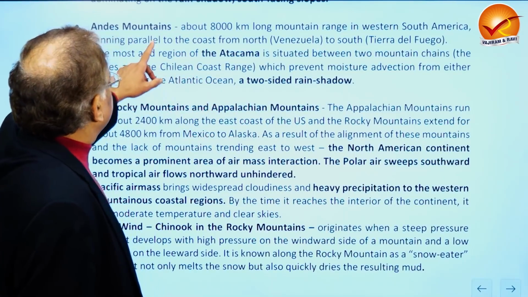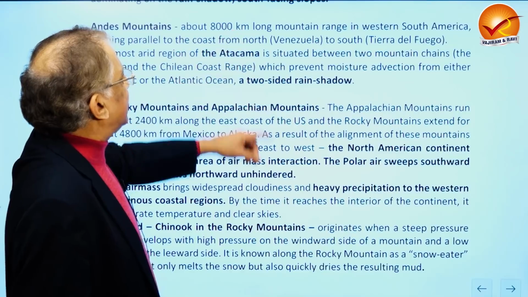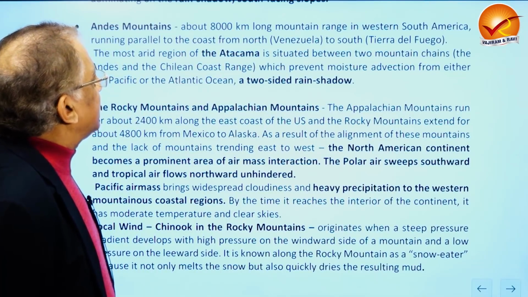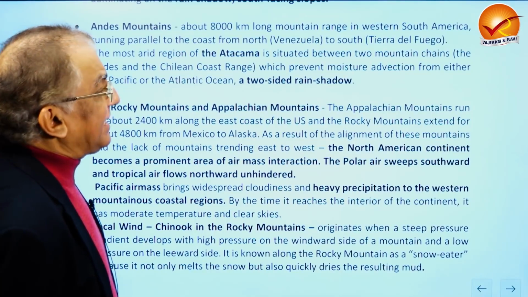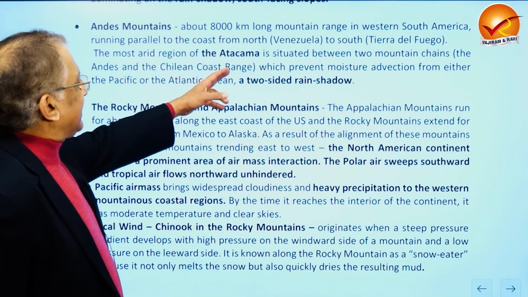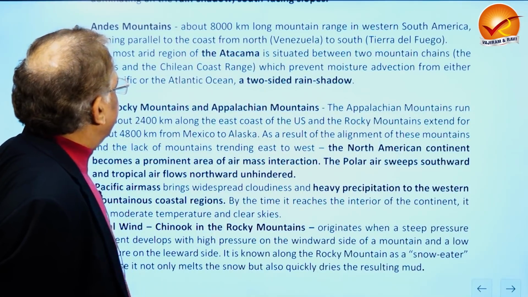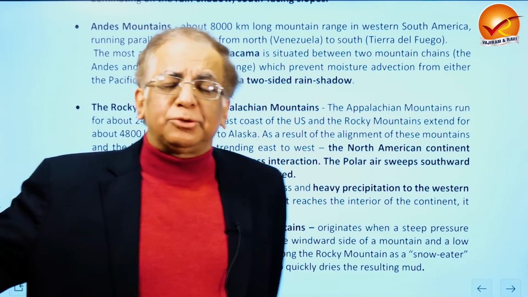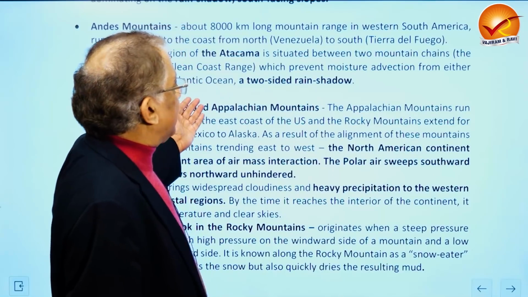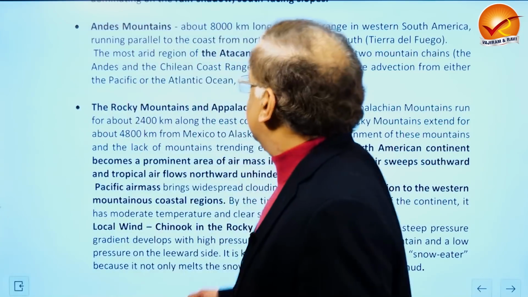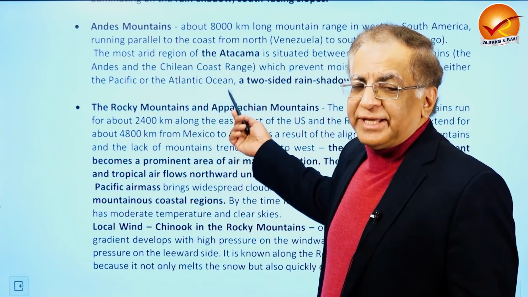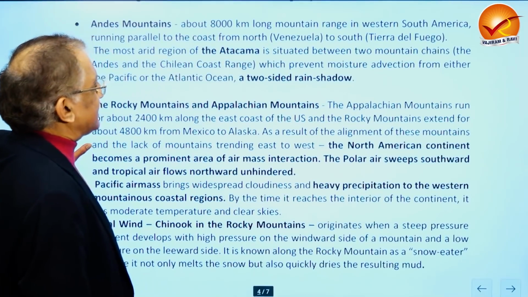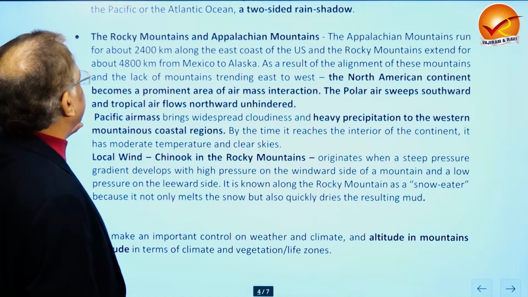So I write that the Andes are running for about 8,000 kilometers in western South America, parallel to the coast from north to south, from Venezuela to Tierra del Fuego. The most arid region of Atacama is situated between two mountain chains, and this prevents moisture through advection. Advection means horizontal movement. So moisture is not able to come from both sides, that is the Pacific Ocean or the Atlantic Ocean. Again a great example to support what is required in this question, that mountain alignment is important for affecting weather conditions.